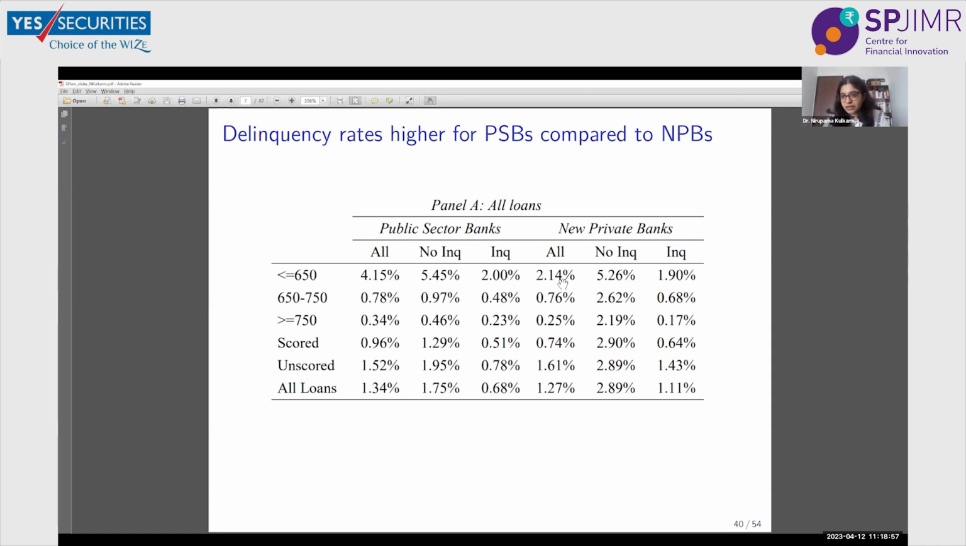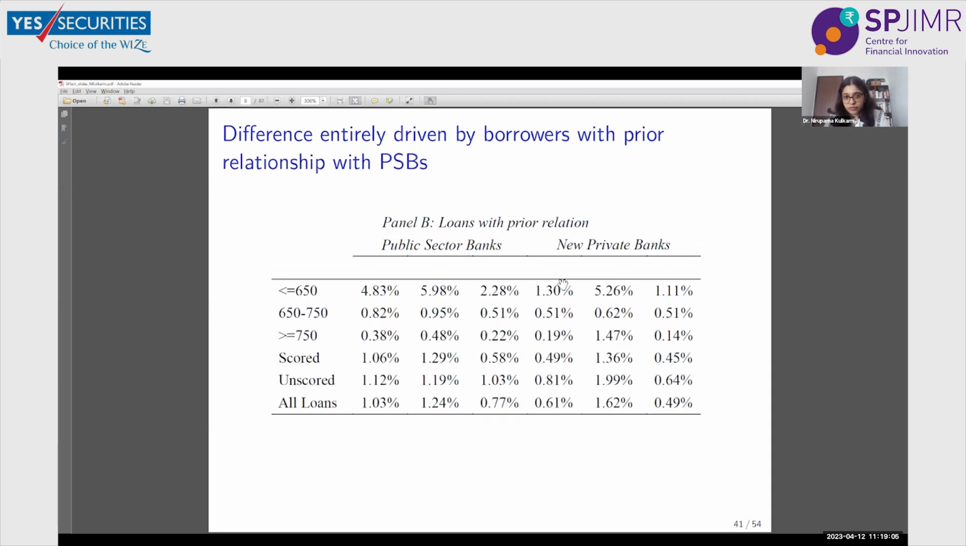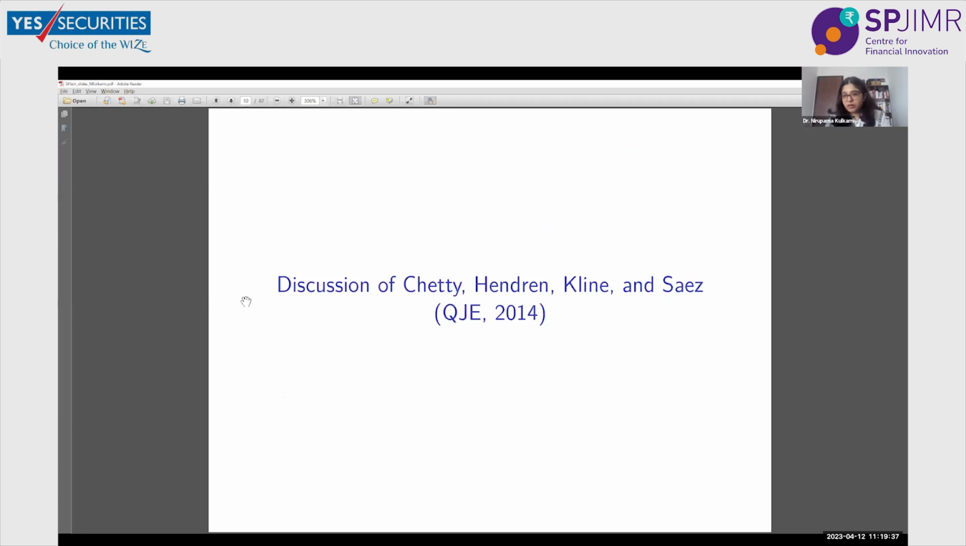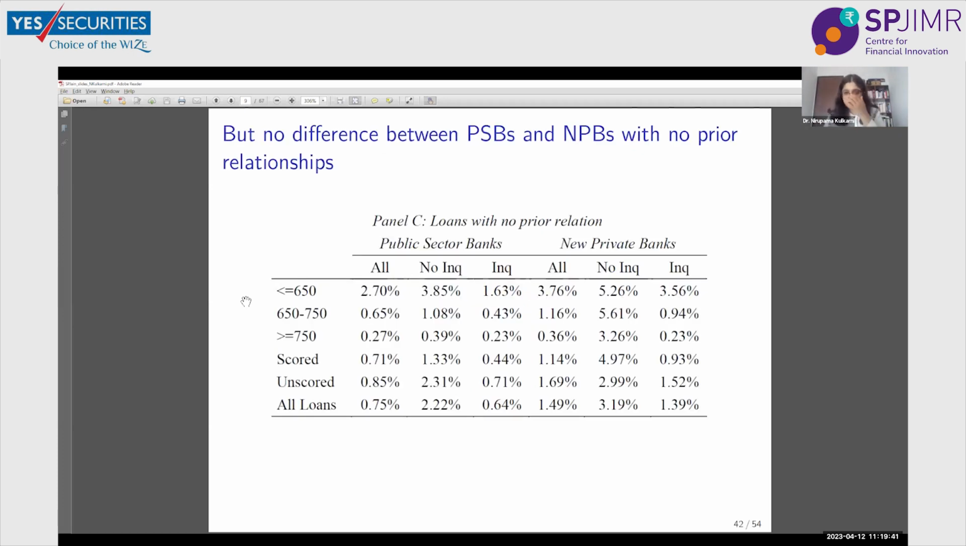And they build on this simple observation without even that many complicated econometric techniques. Okay, and the difference seems to be driven entirely by borrowers which have prior relationship with the public sector banks. And again, these are all driven by these legacy assets. So if you look at loans which have prior relation, public sector banks, again, we look at the worst borrowers, the delinquency rate is higher compared to the borrowers for the new private banks. And that's the basic point. So using just these simple summary statistics, they are able to motivate their paper. And this itself is a very striking finding. And this has been published well in academic journal.